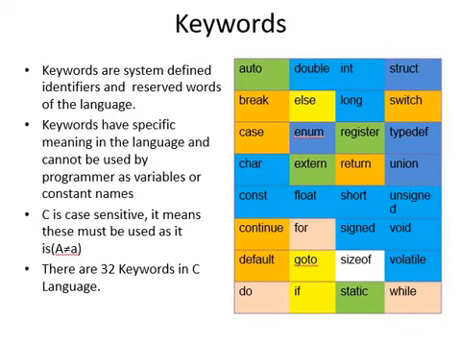There are a total of 32 keywords in C language, where the green colored items are called storage classes, the light blue colored keywords are called data types, and the blue colored items are called user defined data types, that is union, structure, enum, typedef.